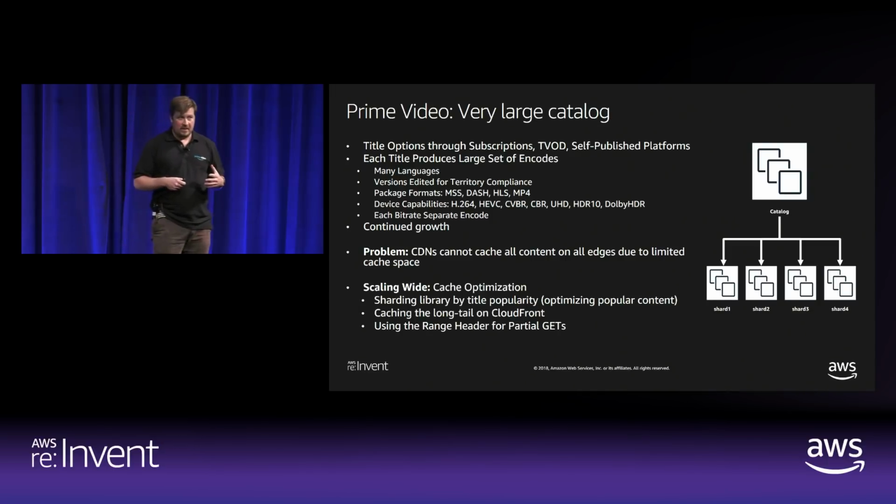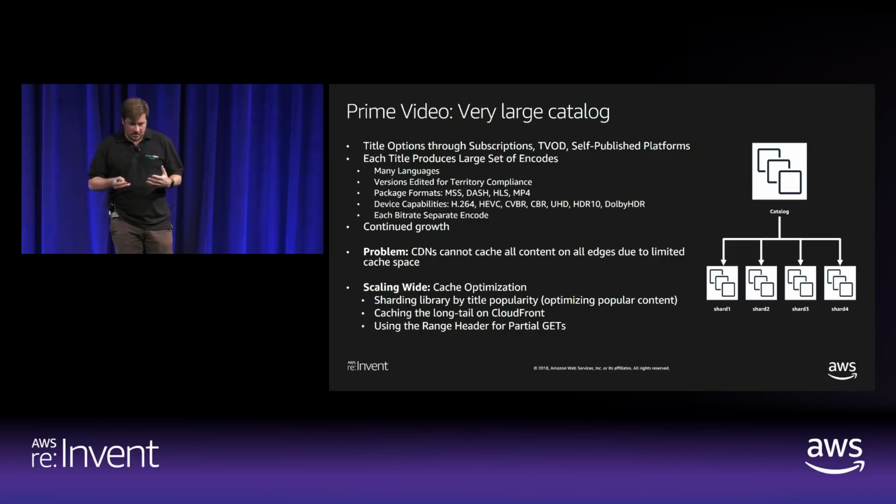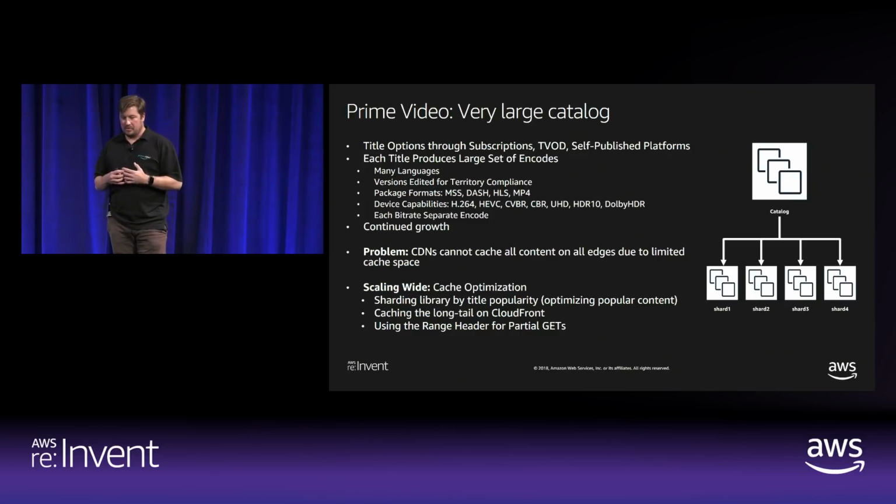One of our main strategies here is that we like to split our catalog into what we call shards. If you're familiar with databases, it's a similar concept. Each shard is a horizontal slice of our catalog. So how do we actually split this? We have a couple main strategies here.